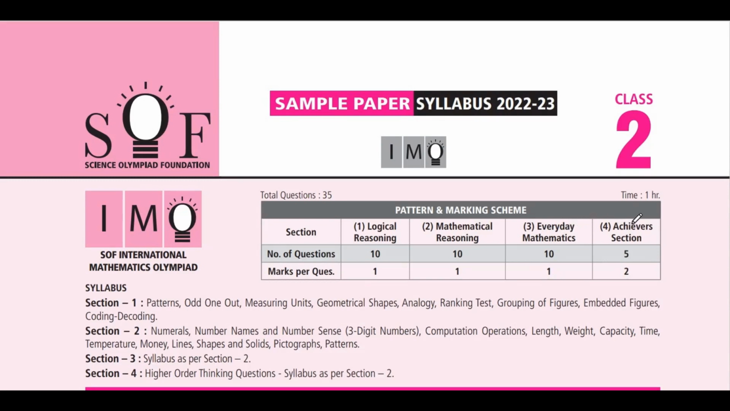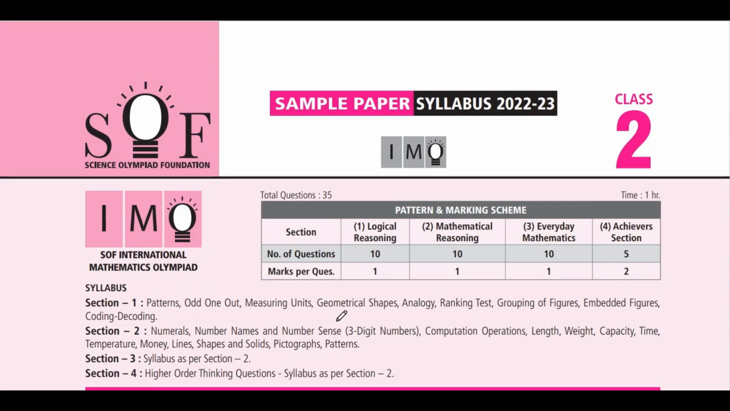And then the fourth section is the achievers section. This has higher order thinking questions. These are little tricky questions. You will be getting 5 questions in this and each question will have 2 marks. So this is the syllabus for this year's IMO exam.